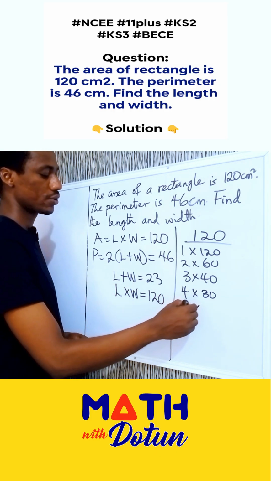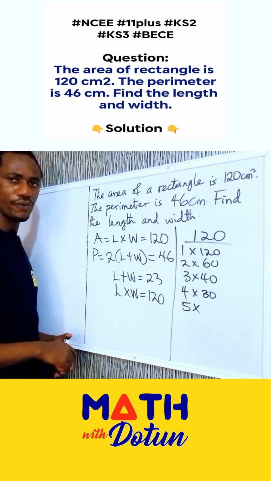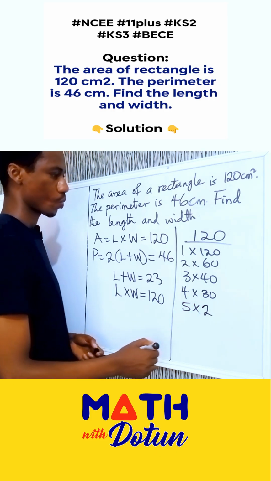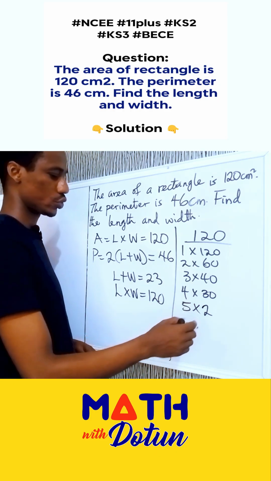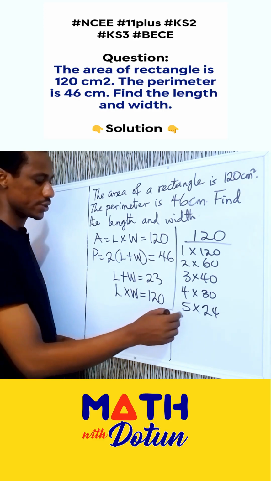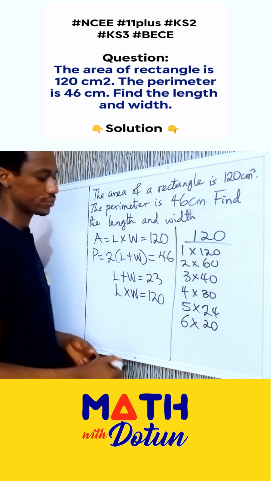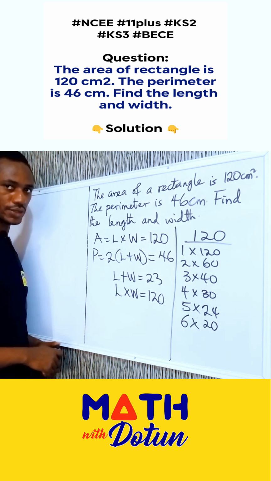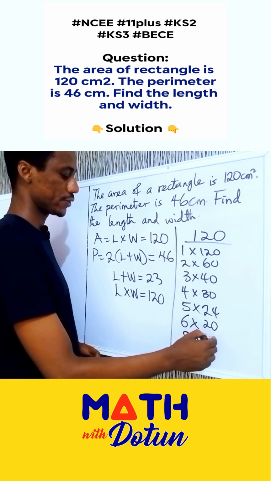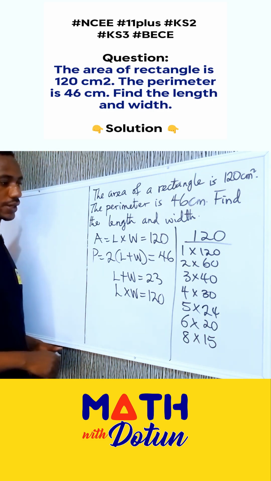5 is also a factor. 5 times what is 120? 5 in 12 is 2, and 5 in 20 is 4. So that's 5 times 24. 6 is also a factor. So 6 times 20. 7 is not a factor, right? But 8 is. 8 times 15, right? Yeah, 8 times 15.